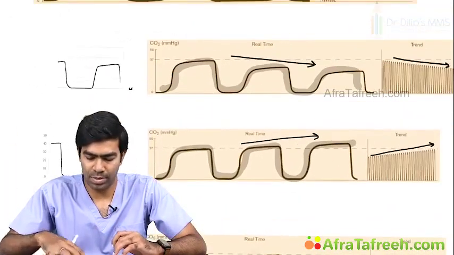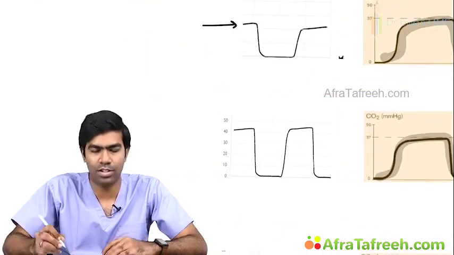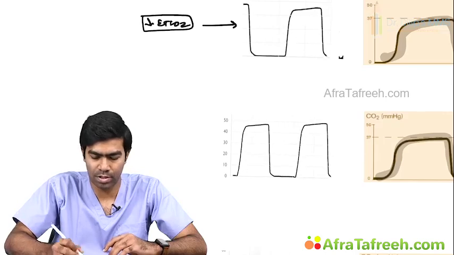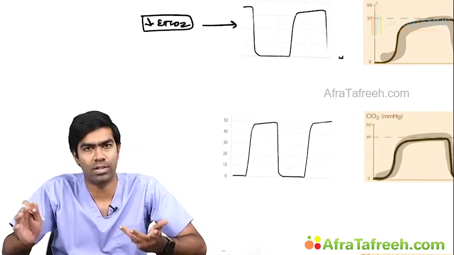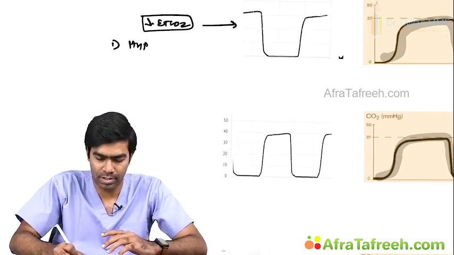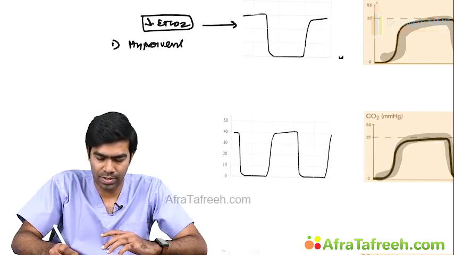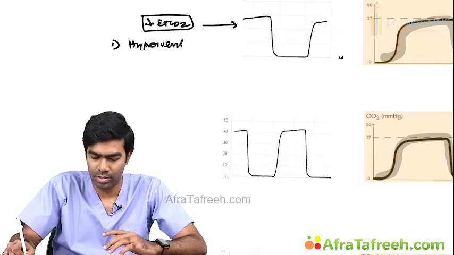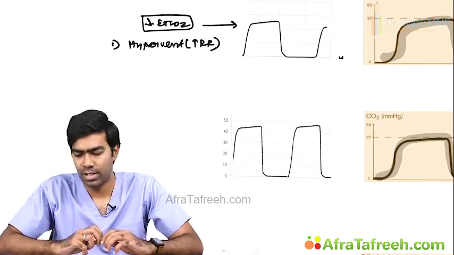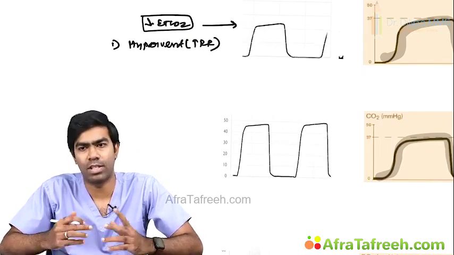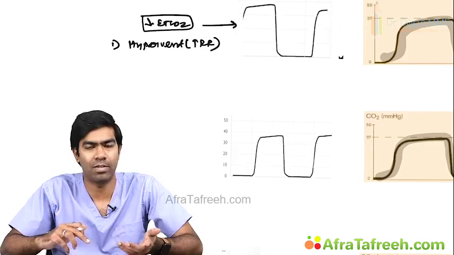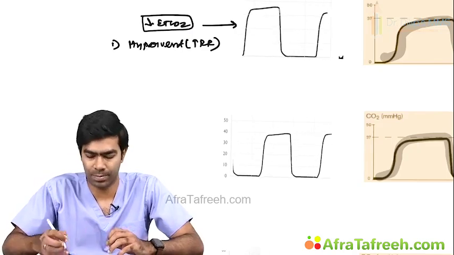So now let me tell you what are the conditions that will produce this reduced EtCO2, either progressively reducing or reduced to a small level. So what are the conditions? Number one, obviously hyperventilation. Whenever you have hyperventilation, you are going to have a decreased EtCO2. Like hypoventilation, you will have less CO2 elimination; hyperventilation, you will have more CO2 elimination.